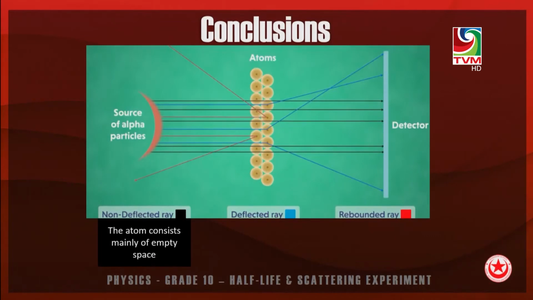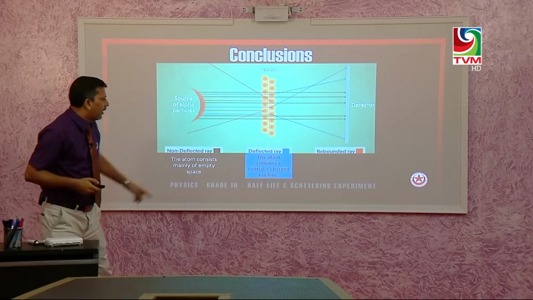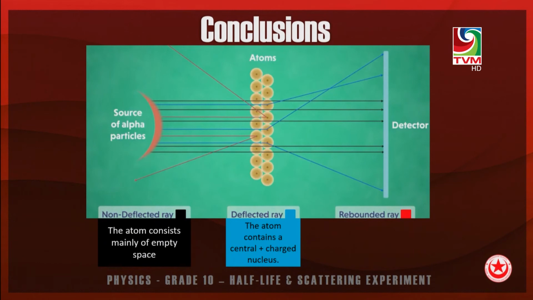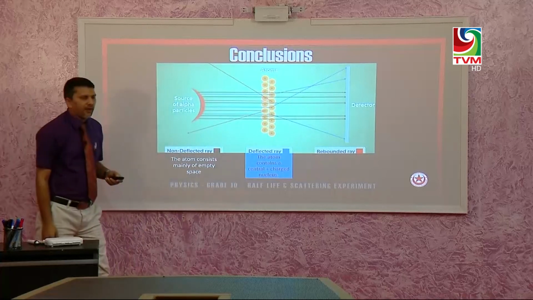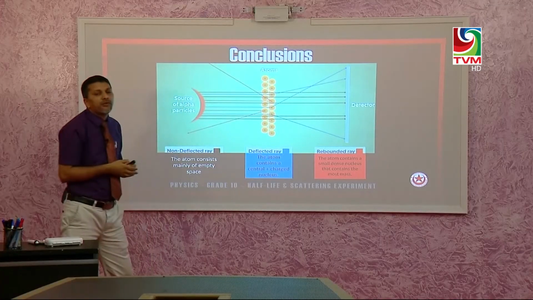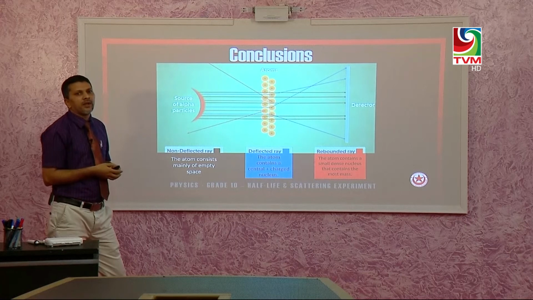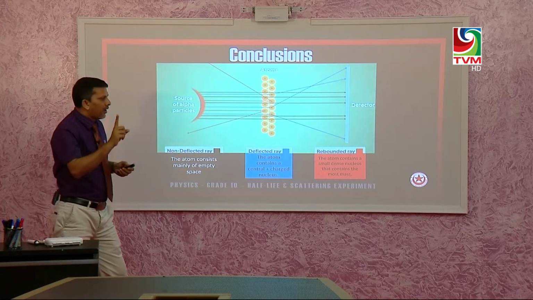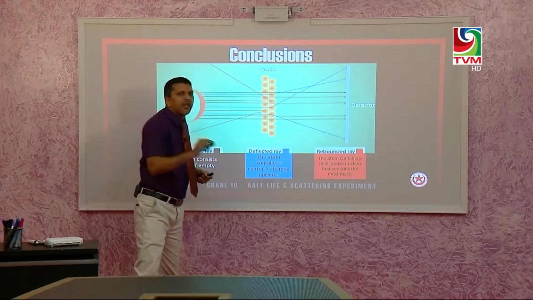And most of the alpha rays are non-deflected. That means the atom consists mainly of empty space, most of the area in an atom is empty. Then the atom contains a positively charged nucleus. That's why some alpha particles are deflected. And the atom contains a small, dense nucleus. The nucleus is heavier or dense. That's why very few alpha particles rebounded. Understand? And one more thing, the nucleus is very, very small.